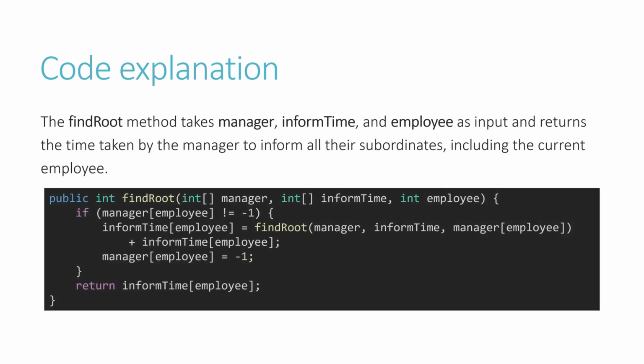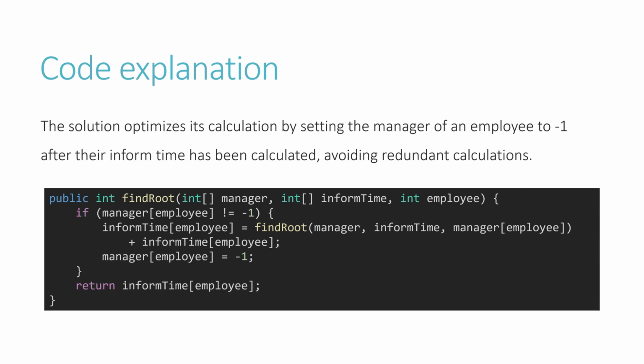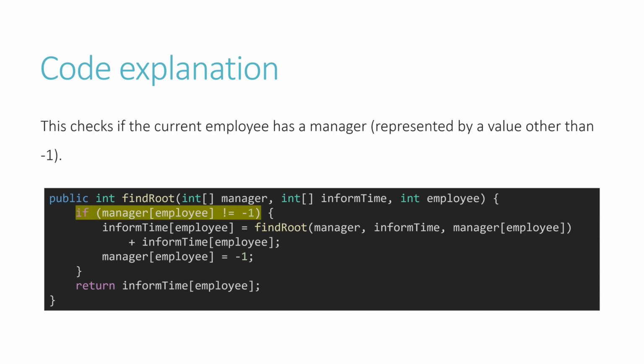The findRoot method takes manager, informTime, and employee as input and returns the time taken by the manager to inform all their subordinates, including the current employee. The solution optimizes its calculation by setting the manager of an employee to -1 after their inform time has been calculated, avoiding redundant calculations. This checks if the current employee has a manager, represented by a value other than -1.